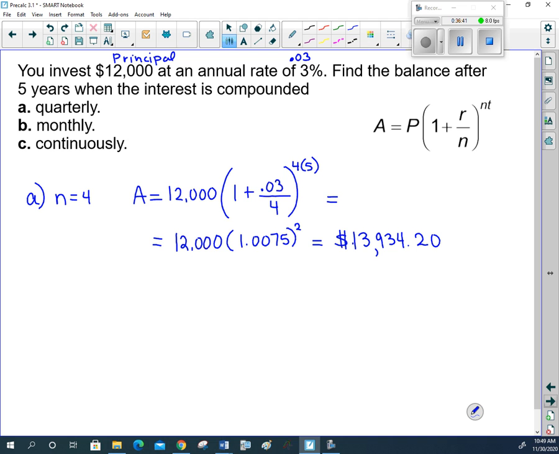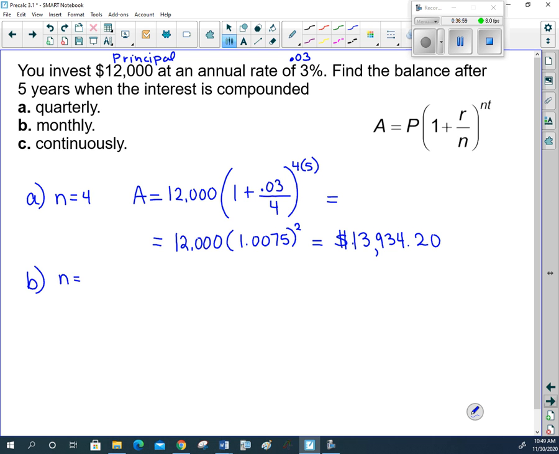So $13,934. So after 5 years, you've earned what? A little over $1,900. You start out with 12,000. Okay, so what happens if we do the same thing, but now it's compounded monthly?